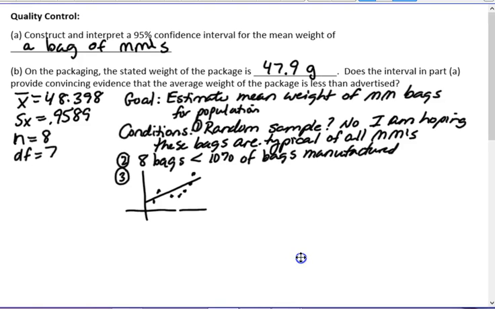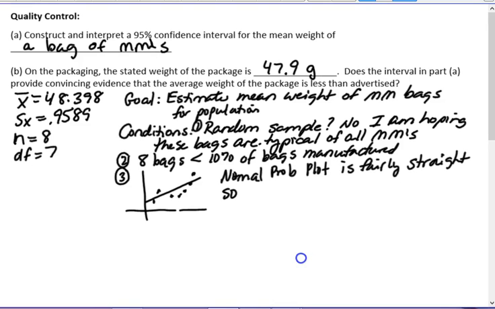And so I'm going to say my normal probability plot is fairly straight, so I am okay to use a t-model.